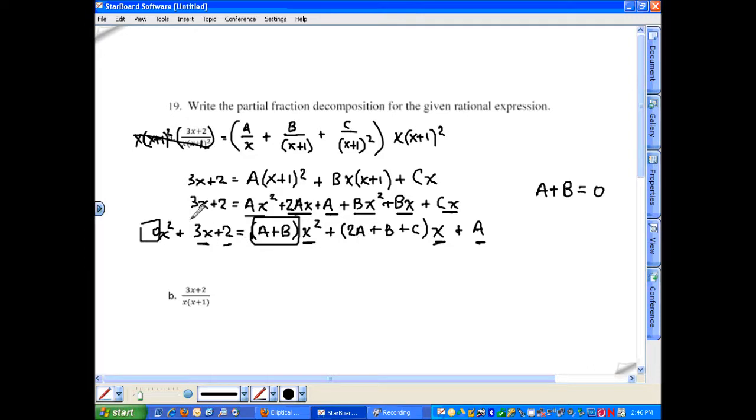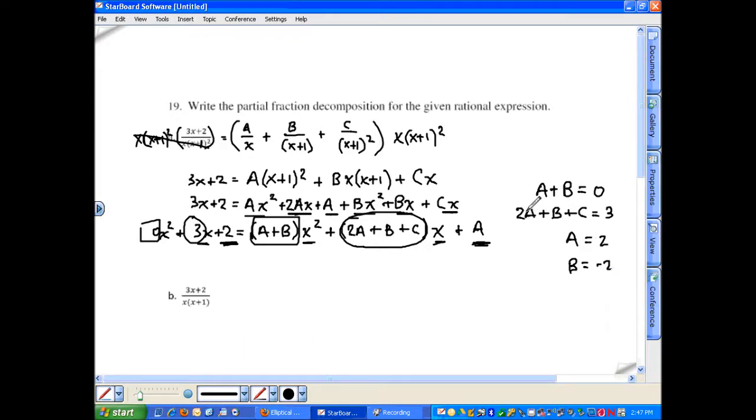The coefficient of the linear term is 3. The coefficient of this linear term is 2a plus b plus c. So we conclude that 2a plus b plus c is equal to 3. Now the constant 2 is equal to the constant over here, which is a. So we say that a is equal to 2. Now we try to figure out the remaining values of b and c. If we know a equals 2 and a plus b is equal to 0, b has to be negative 2.